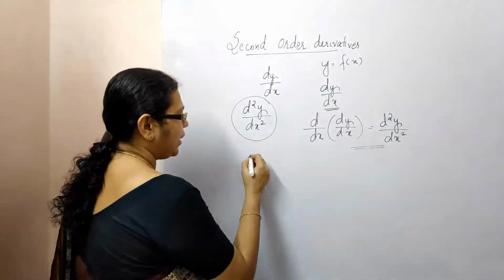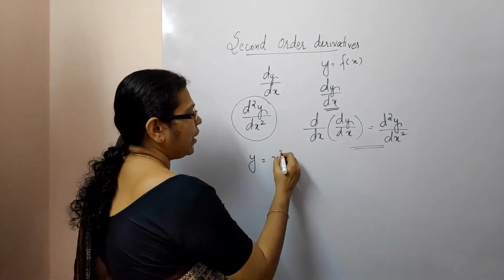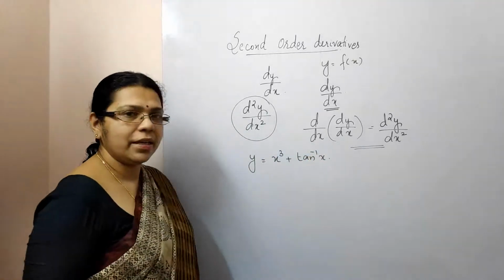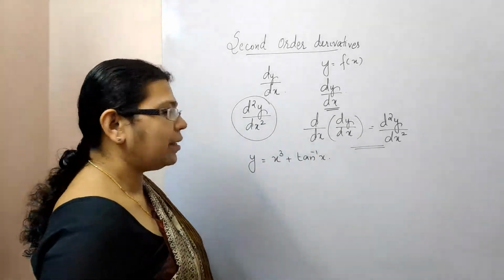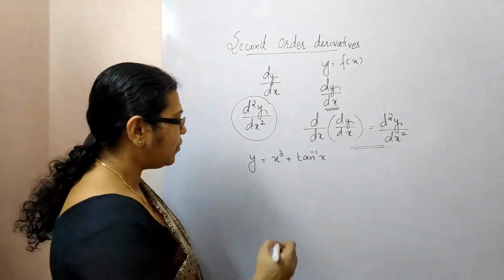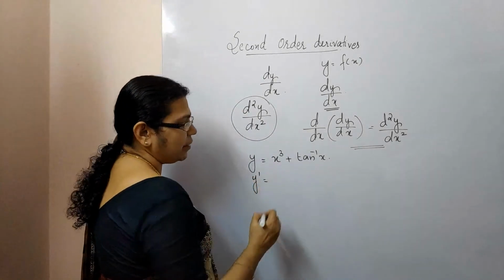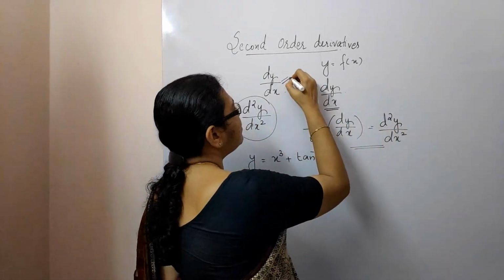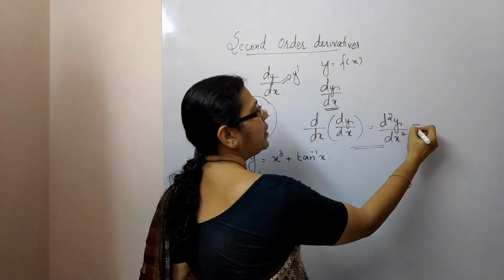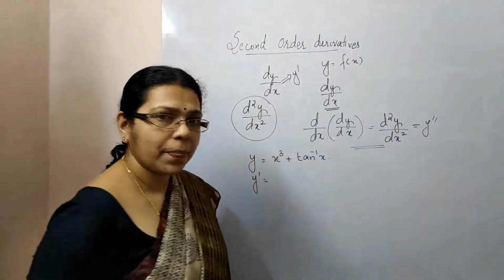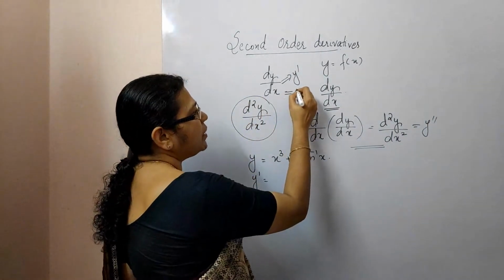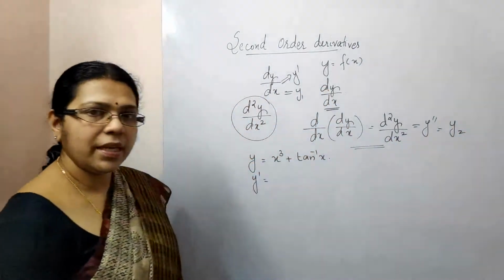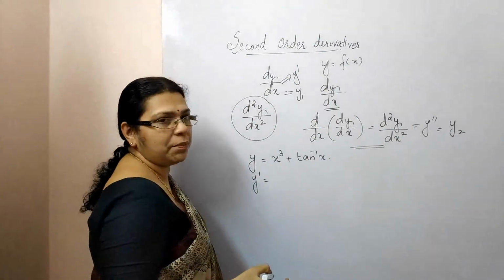I shall give you an example. Y is equal to x cube plus tan inverse of x. So this is one of the questions. Now let me find the first derivative. What is the first derivative? Y dash. Now here, d square y by dx square, dy by dx we termed as y dash. This will be termed as y2 dash. Or this one we also termed as y1, and this can also be written as y2. Y2 says that it is the second order derivative. Okay, coming back to our problem.